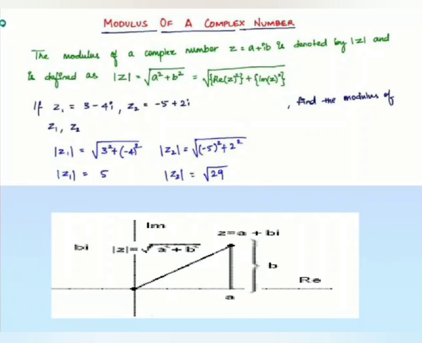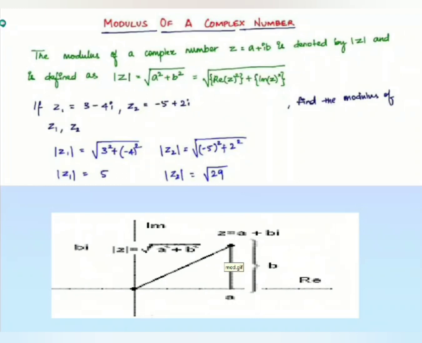If we consider the figure, then we can easily see that mod z equal to square root of a square plus b square. Suppose z equal to a plus ib is any complex number, then this is the real part of z and this is the imaginary part of z. Therefore, this is a right angle triangle, and this is the base whose value equal to a, and this is the perpendicular whose length equal to b. Therefore, this is the hypotenuse.